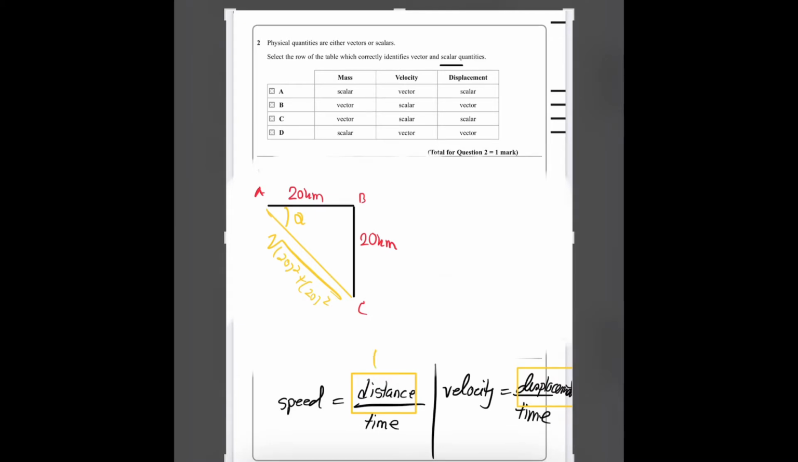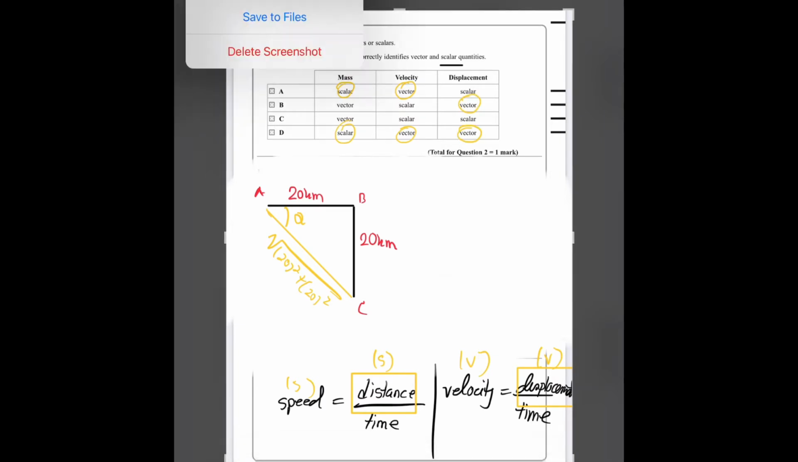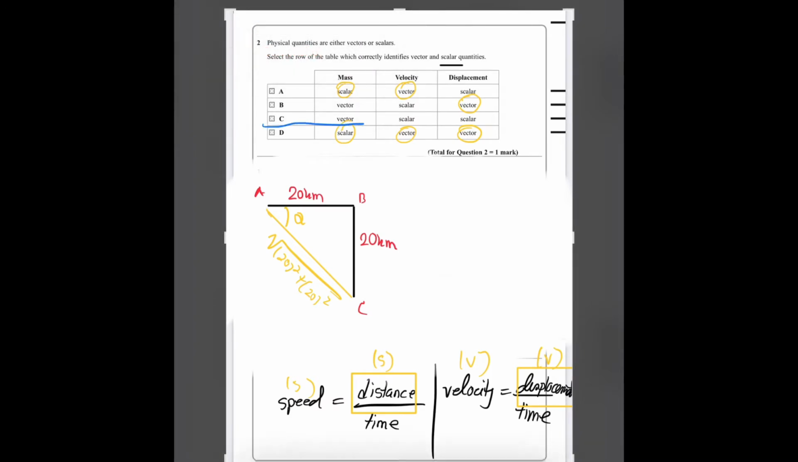So distance is scalar, speed is scalar. Since displacement is vector, velocity is vector. So we have mass. So mass is a scalar quantity since it only has a magnitude. Velocity has both magnitude and direction, so it is a vector quantity. Mass is a scalar quantity and displacement is also a vector quantity. So the only answer is D, since this matches with all of the options. So the correct answer is D for number 2.